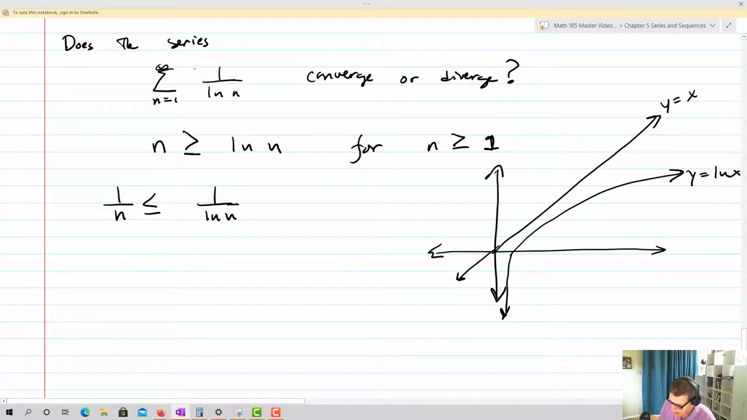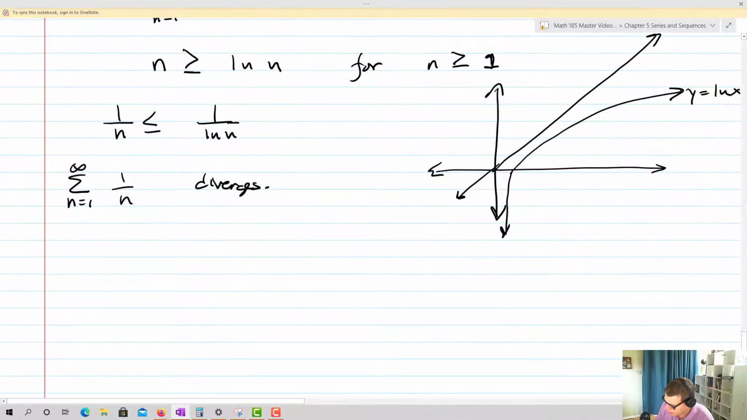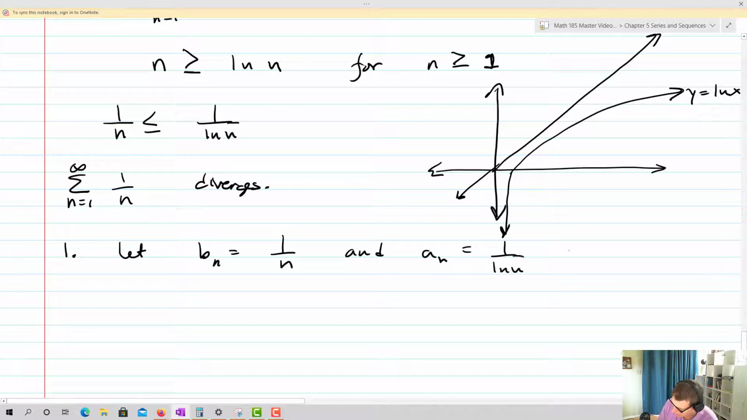And what we also know is that the sum from n equals 1 to infinity of 1 over n diverges. So that actually gives me the second part here. That's kind of perfect, right? We're going to take 1: let b sub n equal 1 over n, and a sub n equal 1 over the natural log of n. Now I'm going to write this out as if I were writing just the answer without the work.